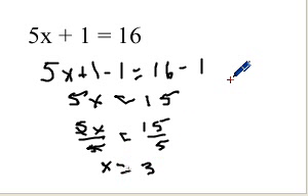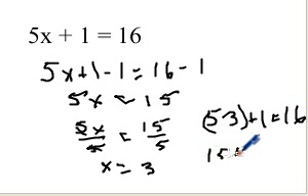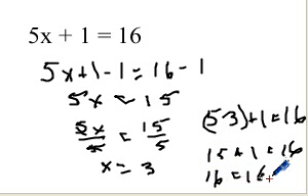So let's go plug that back into our equation. 5 times 3 plus 1 equals 16. 15 plus 1 equals 16. 16 equals 16, and that is a correct solution.